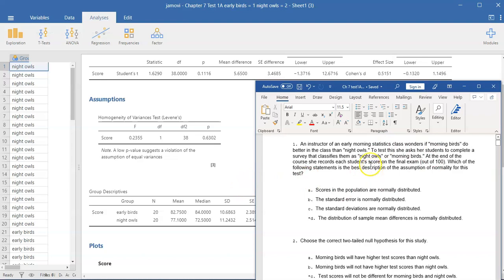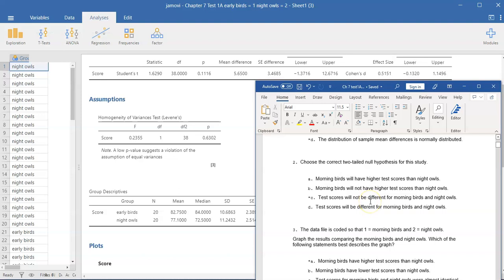So in the first one, it's describing the scenario, as you know, and the actual question is, which of the following statements is the best description of the assumption of normality? And it's this one down here. The normality assumption is literally this answer. It's the distribution of sample means. In this case, the sample mean differences is going to have a normal shape. And that's likely to be the case here. Anyway, that is the assumption.